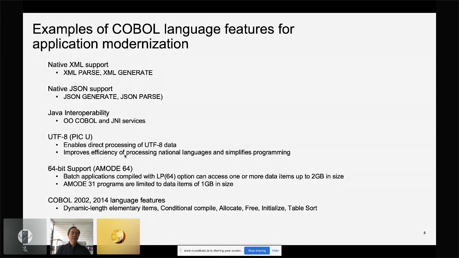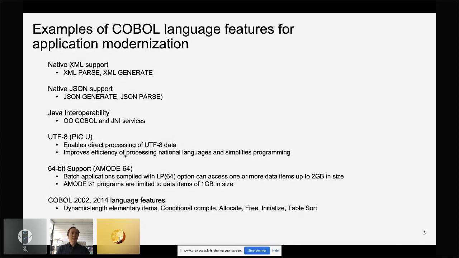We have added Java interoperability. So COBOL applications can call Java methods, and Java methods can call COBOL procedures and things like that. The mechanism that we use today is through OO and JNI services.